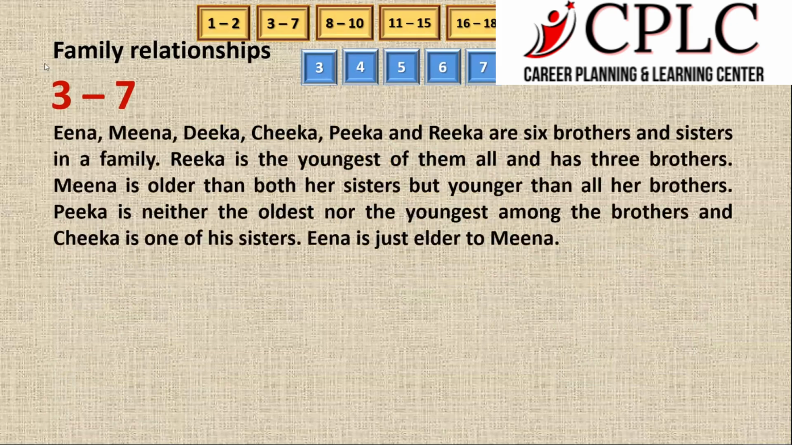Moving to the next set: Tina, Meena, Dika, Chika, Pika, Rika are 6 brothers and sisters in a family. Rika is the youngest of them and has 3 brothers. Meena is older than both her sisters but younger than all her brothers. Through the second statement, we can definitely say that there are 3 sisters and 3 brothers, because it is said Meena is older than both her sisters. Hence 3 are female and 3 are male. Also Rika is the youngest, and Meena is older than both her sisters and younger than all her brothers.